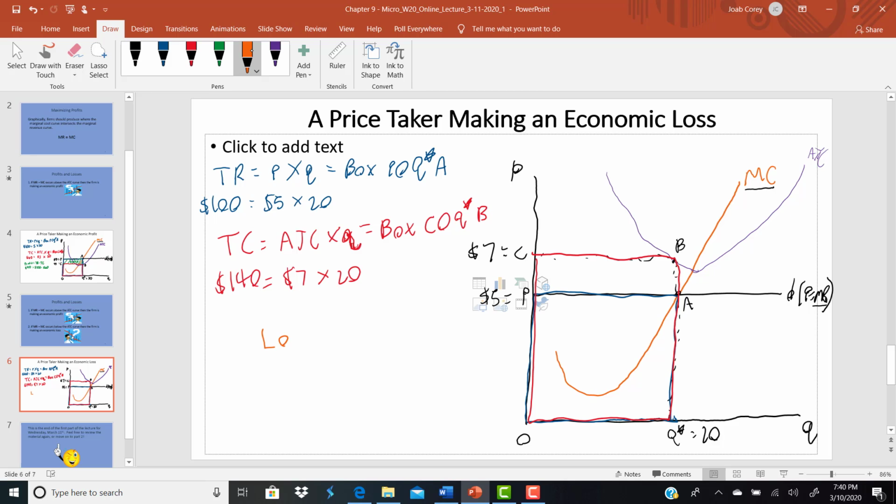So that loss here is this $2 per unit. It's costing us $7 to make a unit, but the price of that unit is only $5. So we're losing $2 for every unit we make, and we are making 20 units. If you want to look at the area of that box, it's the base times height, or 2 times 20. That's going to be equal to $40. So that is the loss that this firm is making at this point.